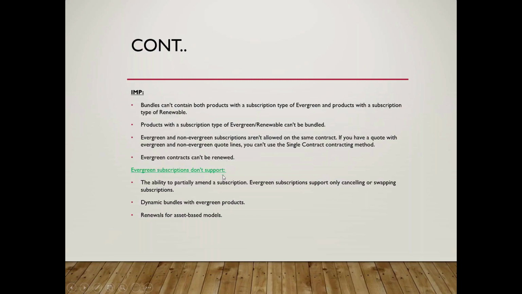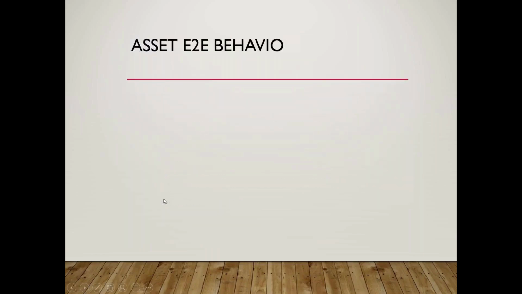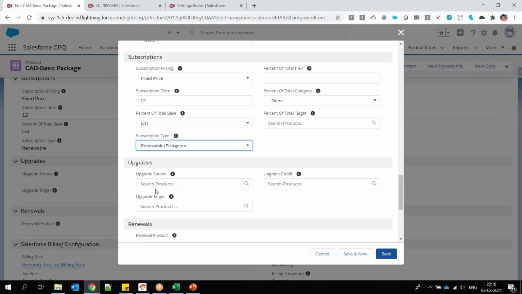And evergreen subscriptions don't support the ability to partially amend a subscription. Evergreen subscriptions support only canceling or swapping a subscription. Then there are dynamic bundles with evergreen products and renewable products. We have not discussed these things, dynamic bundles and all, so we'll be coming back to that. Okay. Any questions on evergreen?